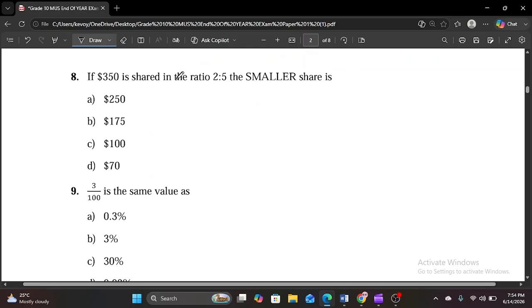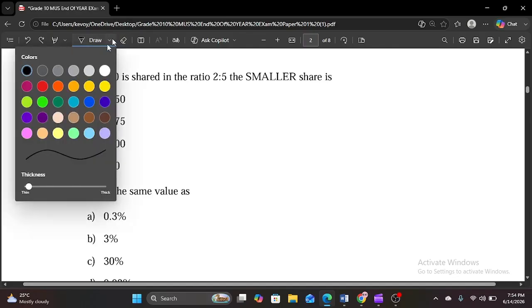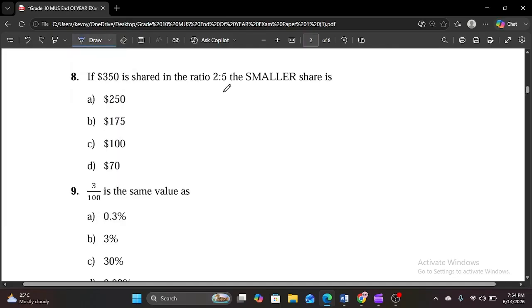If 350 is shared in the ratio 2 to 5, what is the smaller share equal to? So we have to find the smaller share. When we're dividing numbers by any given ratio, the number is going to be shared into equal parts based on the ratio. So the number of equal parts is going to be 2 plus 5, which is equal to 7. So that's 7 equal parts.